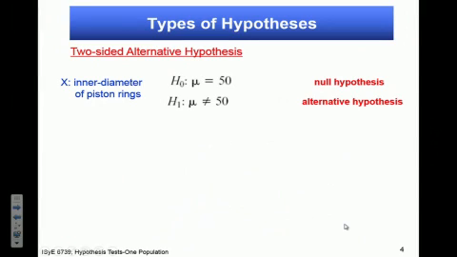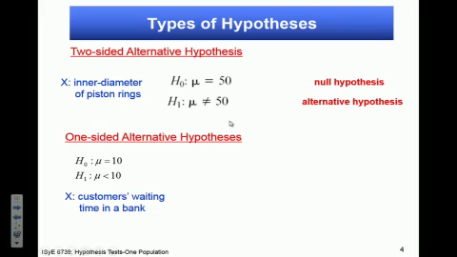Okay. So, two-sided alternative hypothesis test. We have two types: one is one-sided, the other is two-sided. If your alternative is an inequality, like in the form of mu is not equal to 50, then we call it two-sided, because it could be either greater than 50 or less than 50. If it's in the form of less than or greater than, we call it one-sided.